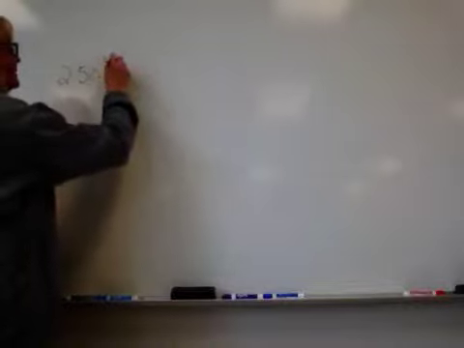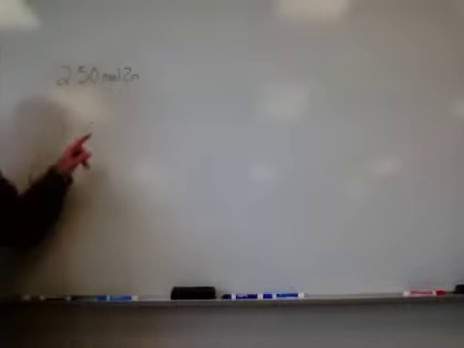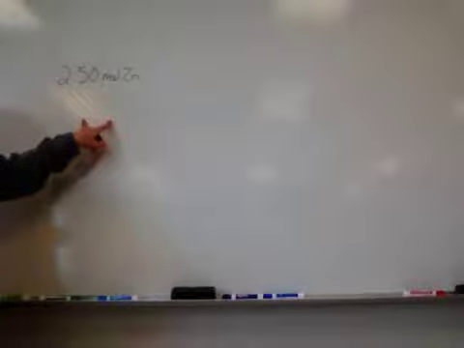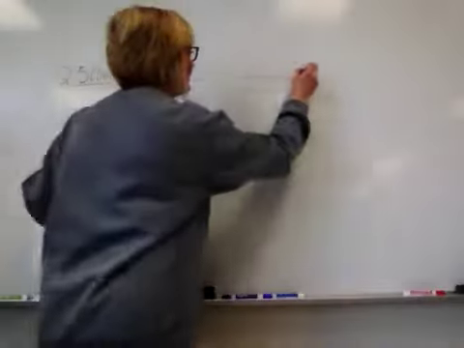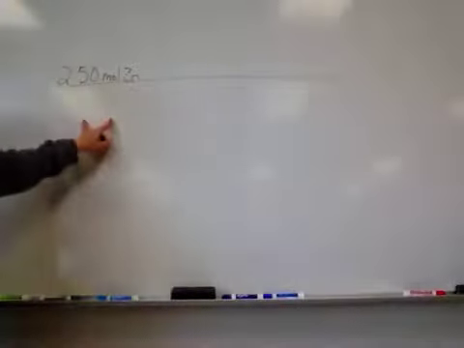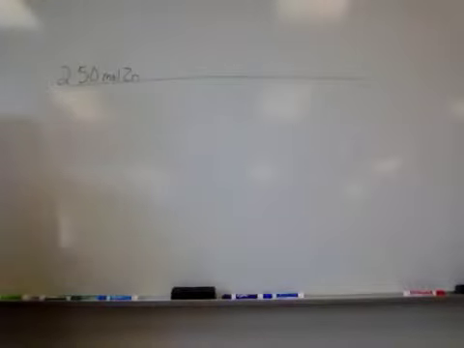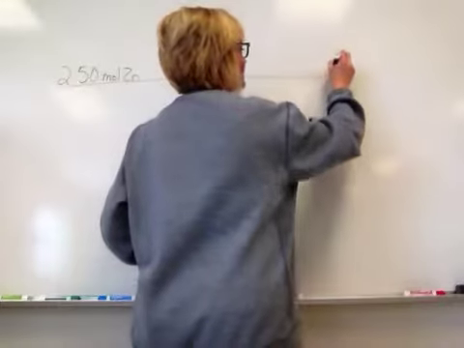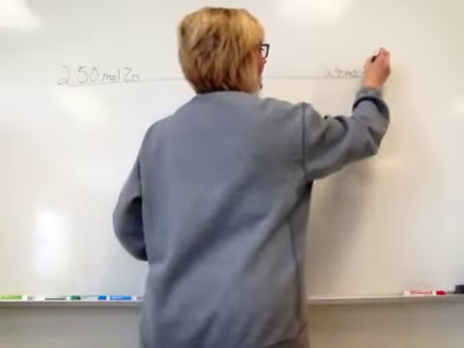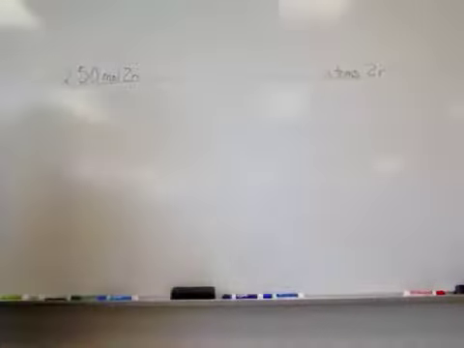Now, it's usually a number. What number does it give me? 2.50 moles of zinc. So I start with what I have, and then I'm going to draw a line. And I want to know what I'm looking for. What's it asking me? Number of zinc atoms. So I'm going to label atoms of zinc.